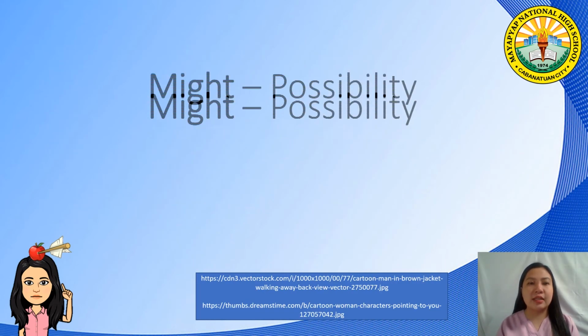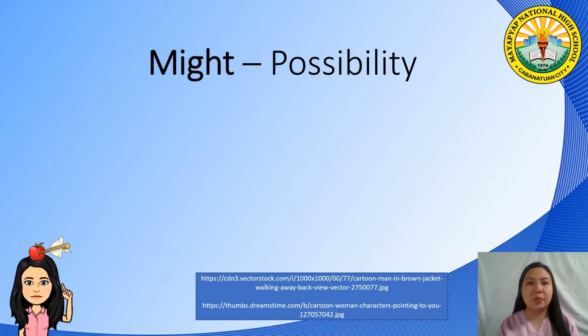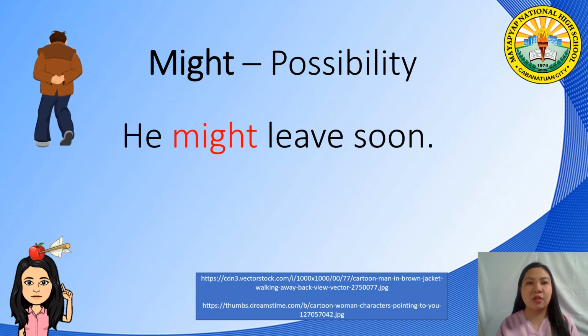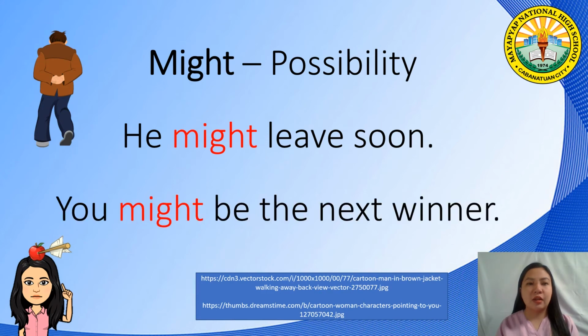The second to the last type is might. It indicates possibility. In this sentence, he might leave soon. The speaker has a thought that there is a possibility that the man will leave. You might be the next winner. The speaker thinks that the person he or she is referring to has the possibility to win.